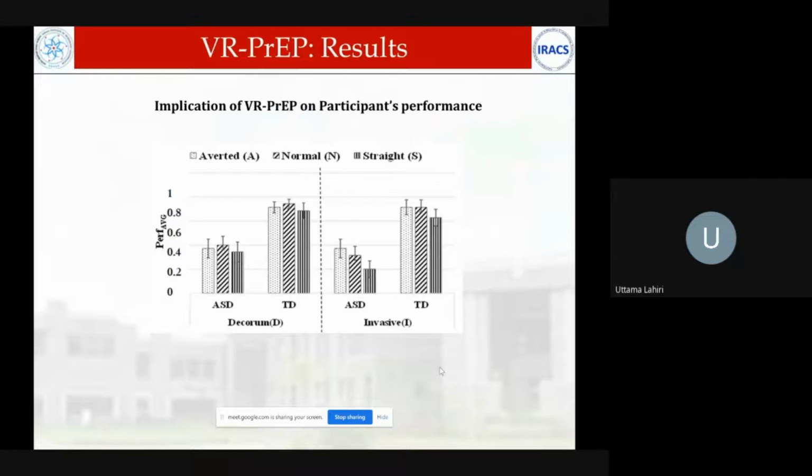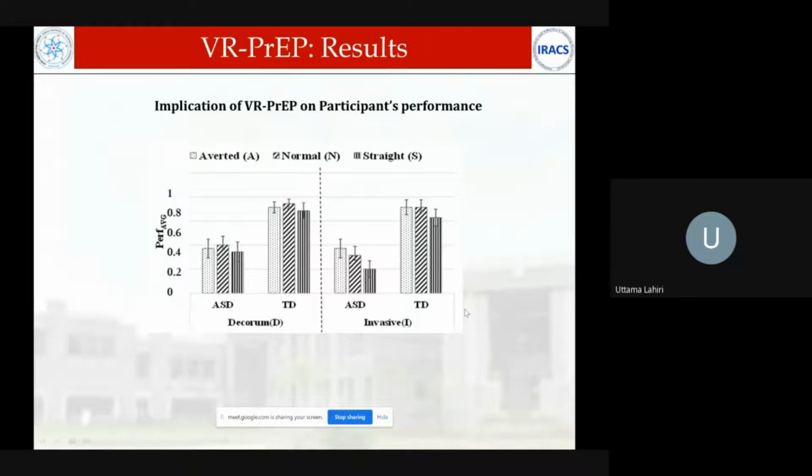Now, this is the performance. On the left, we can see the dotted bar is for the decorum and this is for the invasive. So you can see every time, except for the invasive, for this is the averted, this is the normal, this is the straight eye gaze, the decorum normal was the highest. Decorum normal was the highest, right?